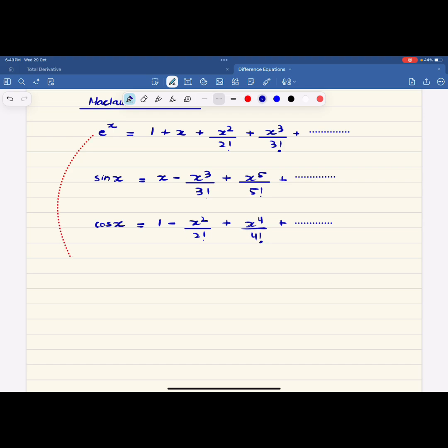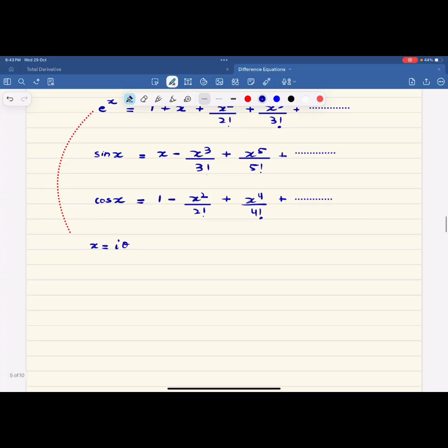Okay, so looking at e^x, if I take x as i theta, knowing that i is the imaginary number whose value we know, i squared is equal to minus 1, and therefore i is usually written as the square root of minus 1. So knowing this, let's find the value of e^(i theta).